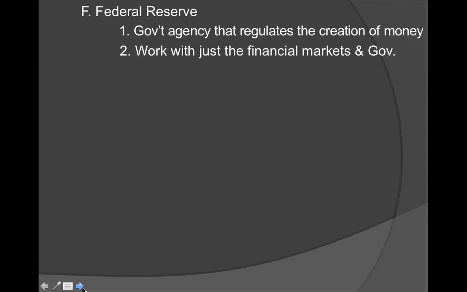And since the Federal Reserve is technically the government, I do not think your book has too many things going from the Federal Reserve to the government, because they're basically the same thing. But they work with the financial markets and the government. They create, they can withdraw, and they can regulate money.